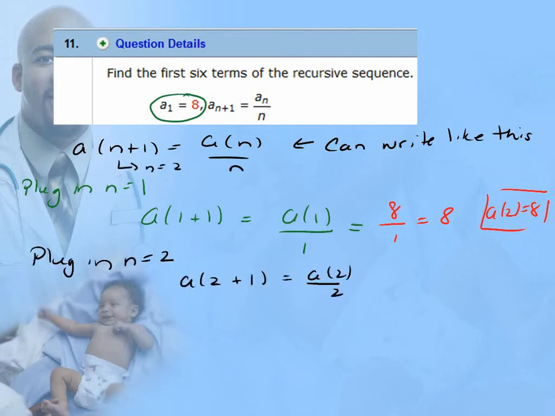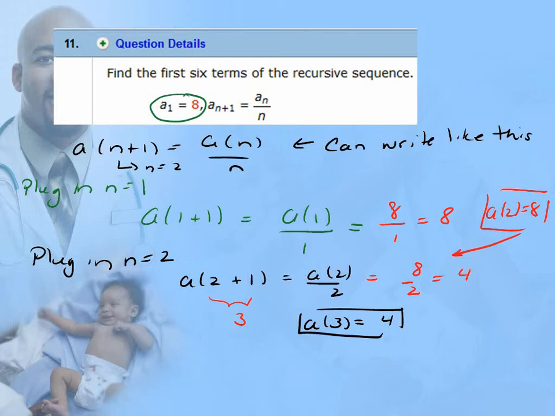Then to get the next one, I do the same thing. I plug in n equals 2. And if I plug in n equals 2 into this formula, I get 2 plus 1, which is 3, inside here. A at 2 is over on this side, which I know. What is a at 2 already? It's 8. I plug in 8 divided by 2, and I get 4. So a at 3 is 4.